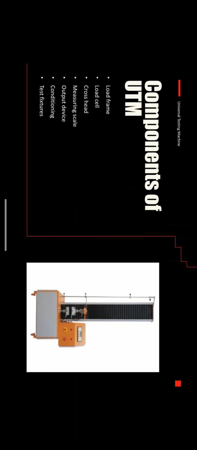Components of UTM. Load frame, the structural body housing the specimen. Load cell, a sensor that measures the applied force with high precision. Crosshead, the moving part that applies the force. Measuring scale, used to measure the scale of the material. Output device, where the output is shown. Test fixtures, interchangeable attachments used to secure the material based on the test type. Examples: tensile jaws, compression platens.